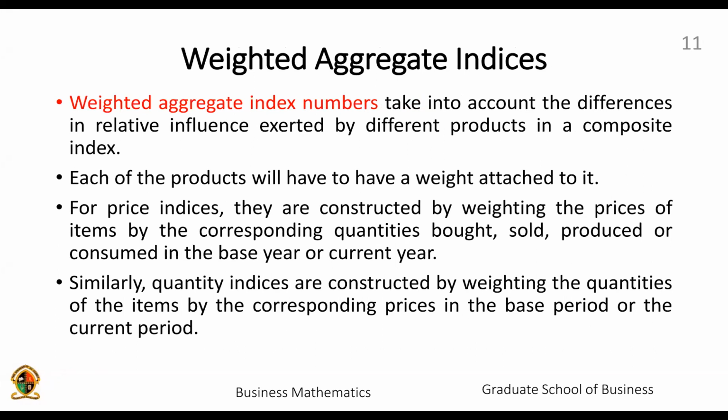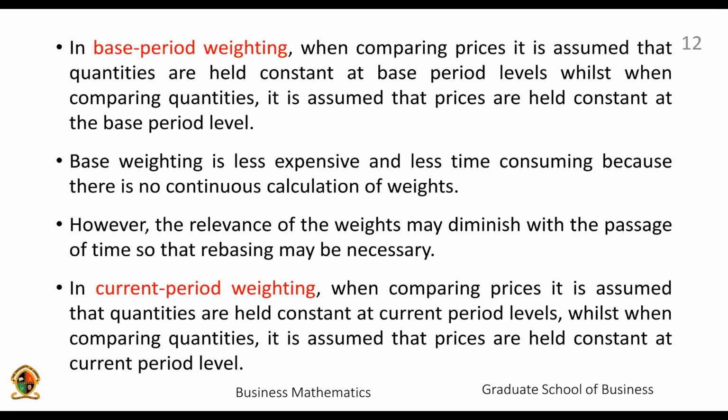Then the weighted indices are next. The ones we have been dealing with were not weighted. To be weighted simply means factoring in some other factors which affect production, which affect price. So there are no weights attached. Usually when you are dealing with weighted indices, you deal with 2 periods. You usually have the base period weighting and the current period weighting.